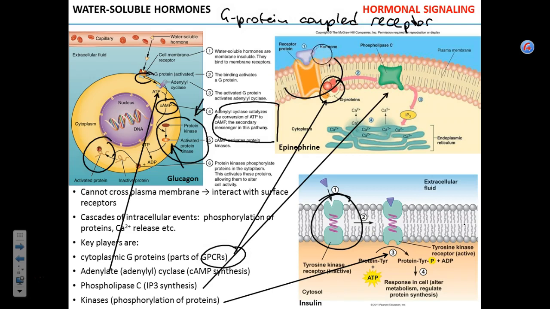Go ahead. Say it one more time. There's no specific name. It just works through cyclic AMP or adenylate cyclase. There's no specific name for the process. It's all a second messenger system. It's all second messenger. You understand what second messenger is?